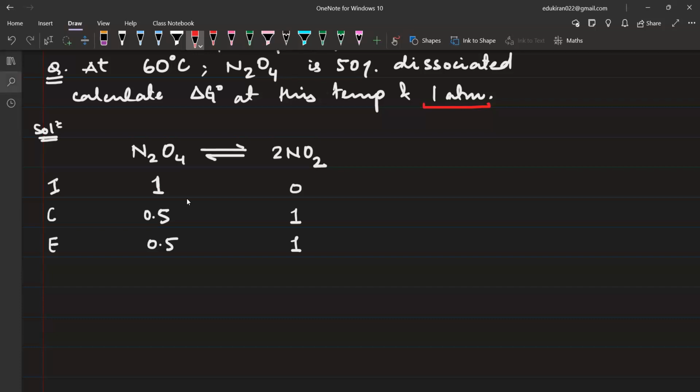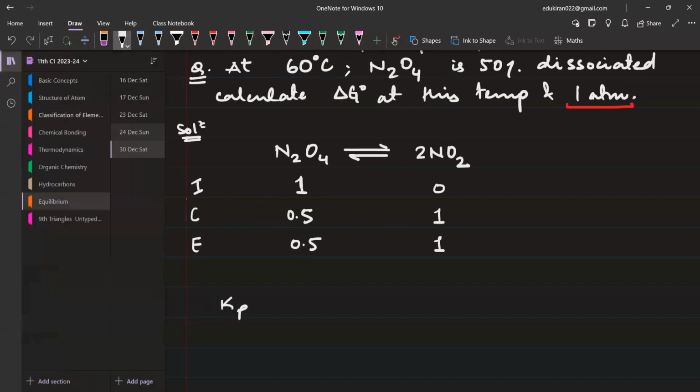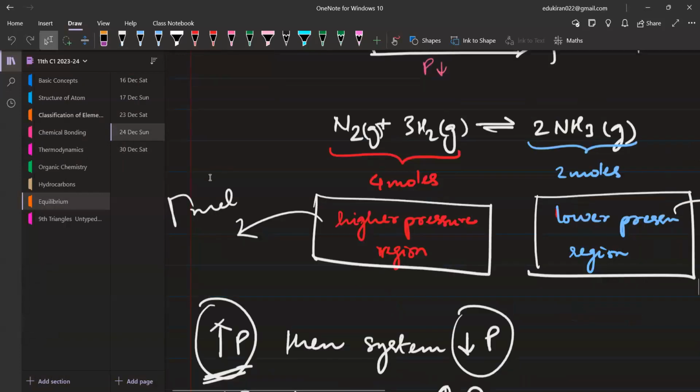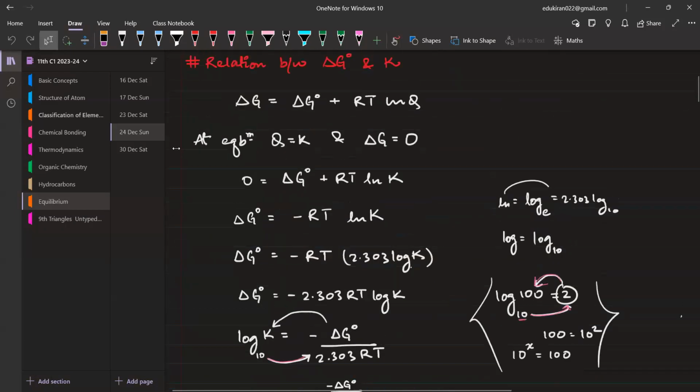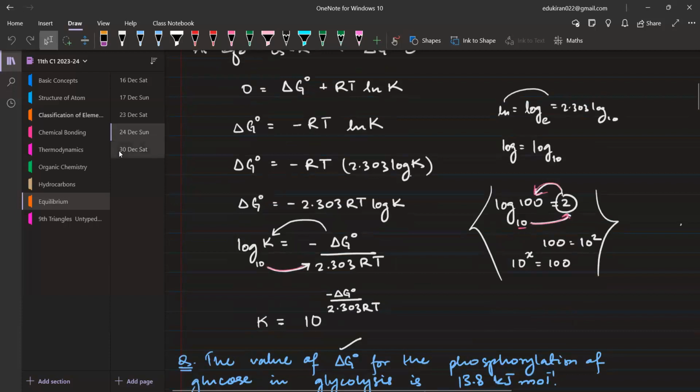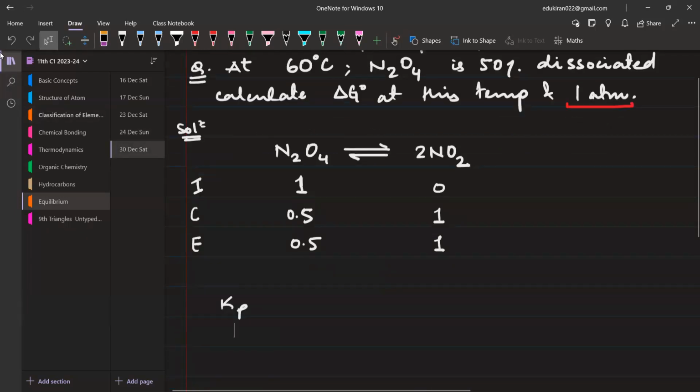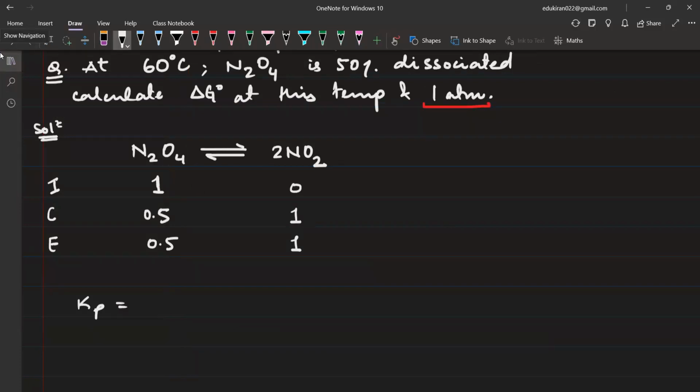Okay. So now next you can write Kp for this reaction, and then we can relate it with delta G. I think we have done this, delta G and equilibrium constant, in the last class. Okay, fine. So Kp will be equal to how much? Concentration of product divided by concentration of reactant. Make sense?